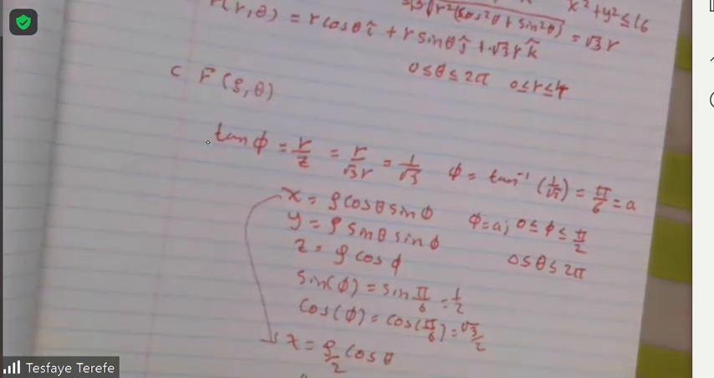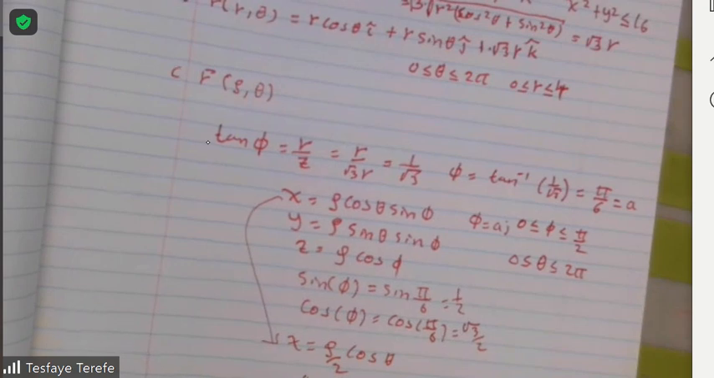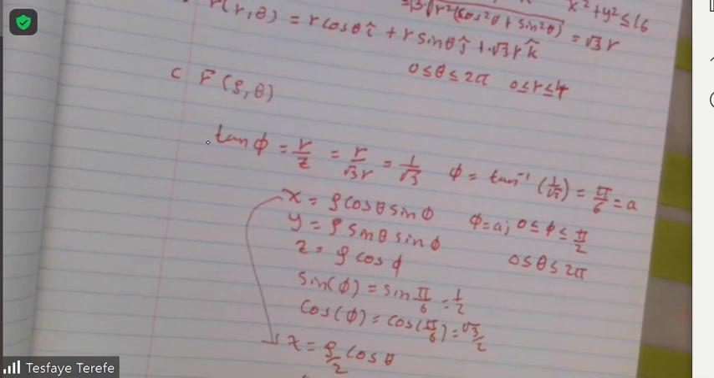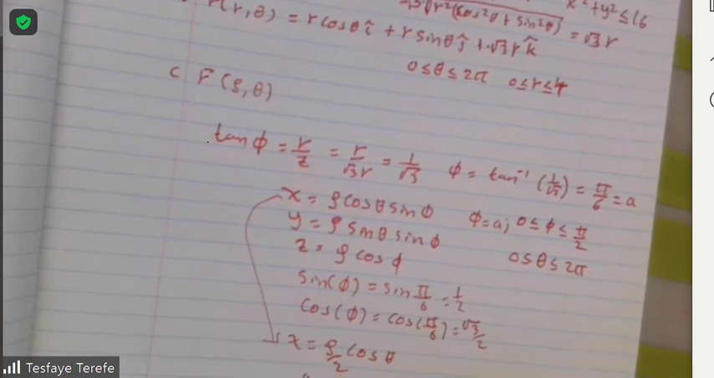So r as a function of rho and theta is rho over 2 cosine of theta i plus rho over 2 sine of theta j, and plus radical of 3 over 2 times rho k. And as I said, the rho is changing from where to where?